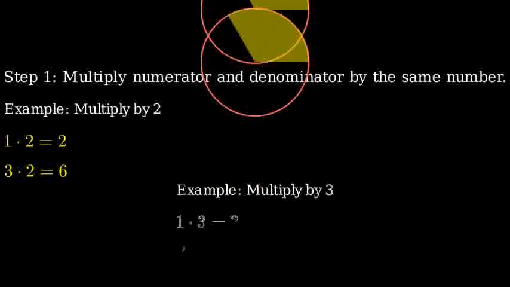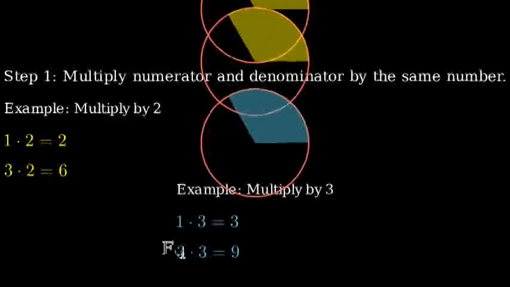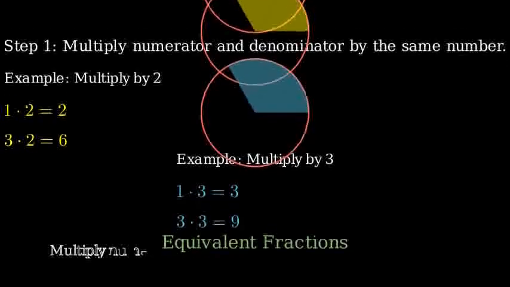Let's find another equivalent fraction. This time, we'll multiply by 3. 1/3 is equivalent to 3/9. Check this. Here's a circle divided into 9 parts with 3 shaded. As you can see, they represent the same amount.